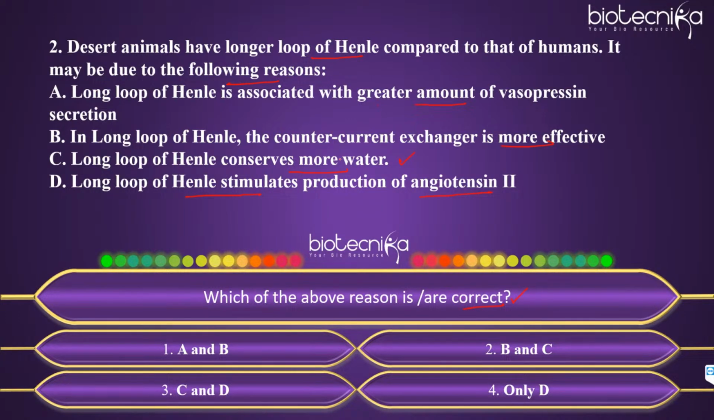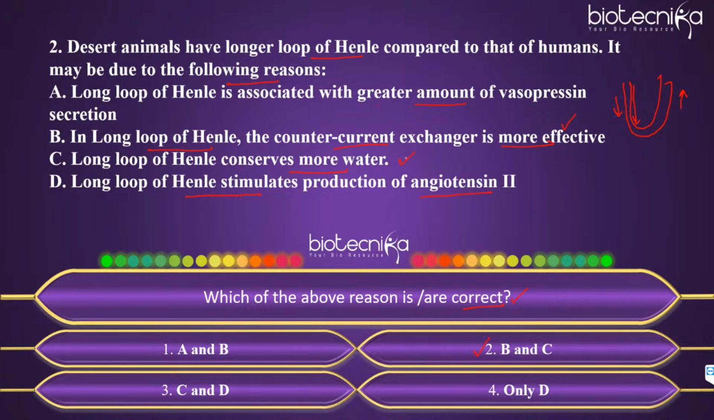So let me tell you all, counter-current exchanger. This counter-current exchange mechanism that we have studied occurs only in long loop of Henle, right? The osmolarity increases in the loop of Henle when it goes down, right? This is the descending limb, this is the U part of the loop of Henle, and this is the ascending limb. Over here, the osmolarity keeps on decreasing, right? And if it is a long loop of Henle, the counter-current exchanger is more effective. So that is why the right answer will be option 2, B and C. Okay. Yes, Ramalakshmi, correct. Saujanya, very good, correct.